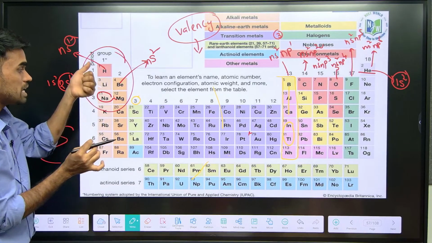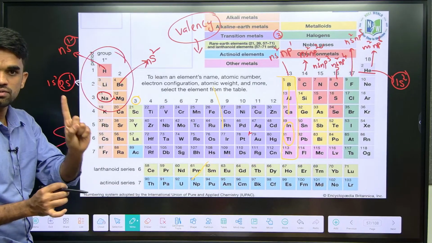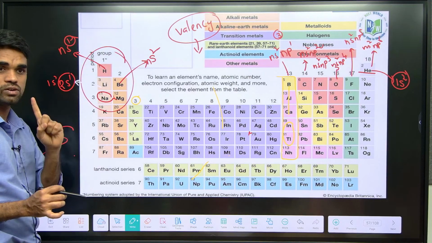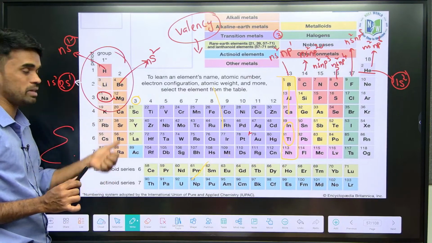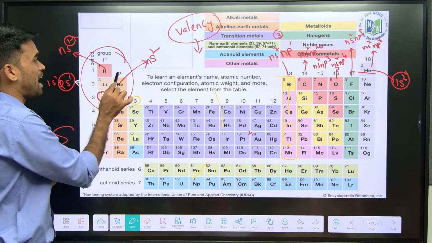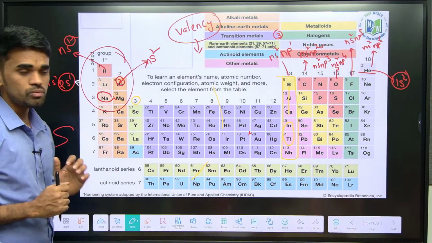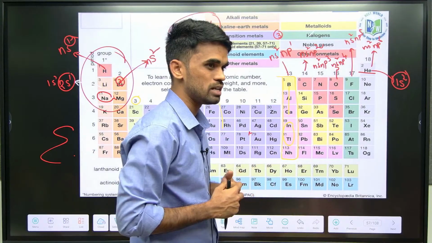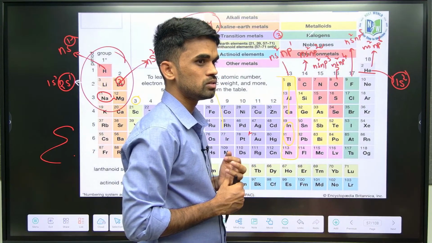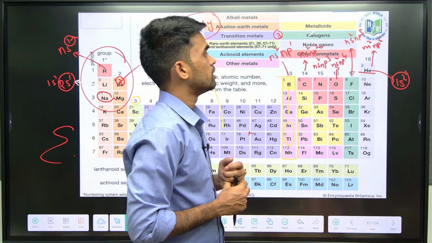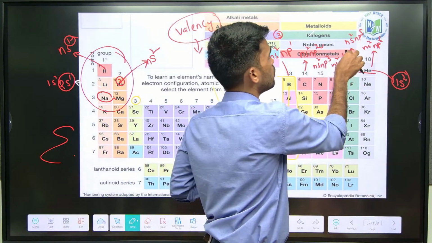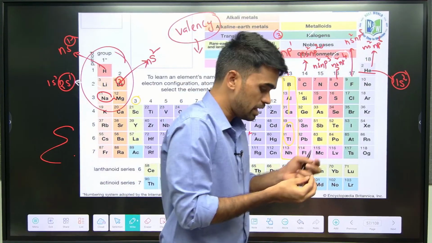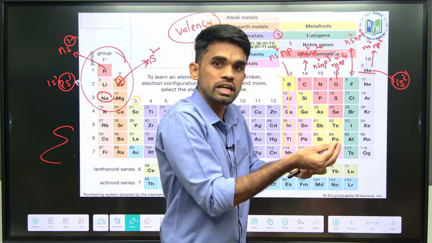So what is the combining capacity of these alkali metals? 1. For s-block first group elements it is 1. Similarly for the beryllium group, the second group, the valency is 2. Now if I ask similarly for the oxygen family, what is your answer? They have 6 electrons in the valency shell. By gaining 2 more electrons, their octet will get fulfilled.